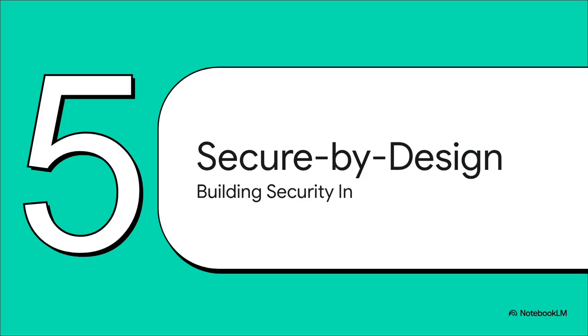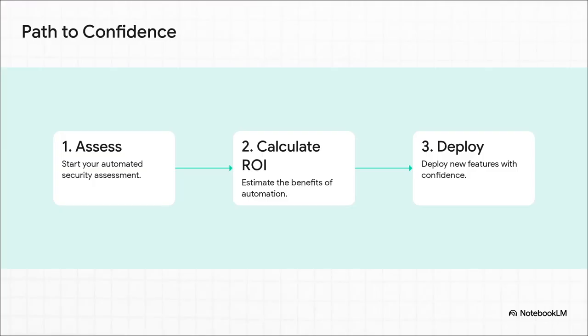So let's bring this all home. The goal here isn't just about playing whack-a-mole with bugs after you've already deployed. It's about building security in from the very start. It's a philosophy we call secure by design. And the path to get there is actually pretty clear. You can start with an automated assessment to see where you stand right now. You can figure out the ROI of automating this kind of security testing. And then, the best part, you can deploy your amazing AI innovations with real confidence.